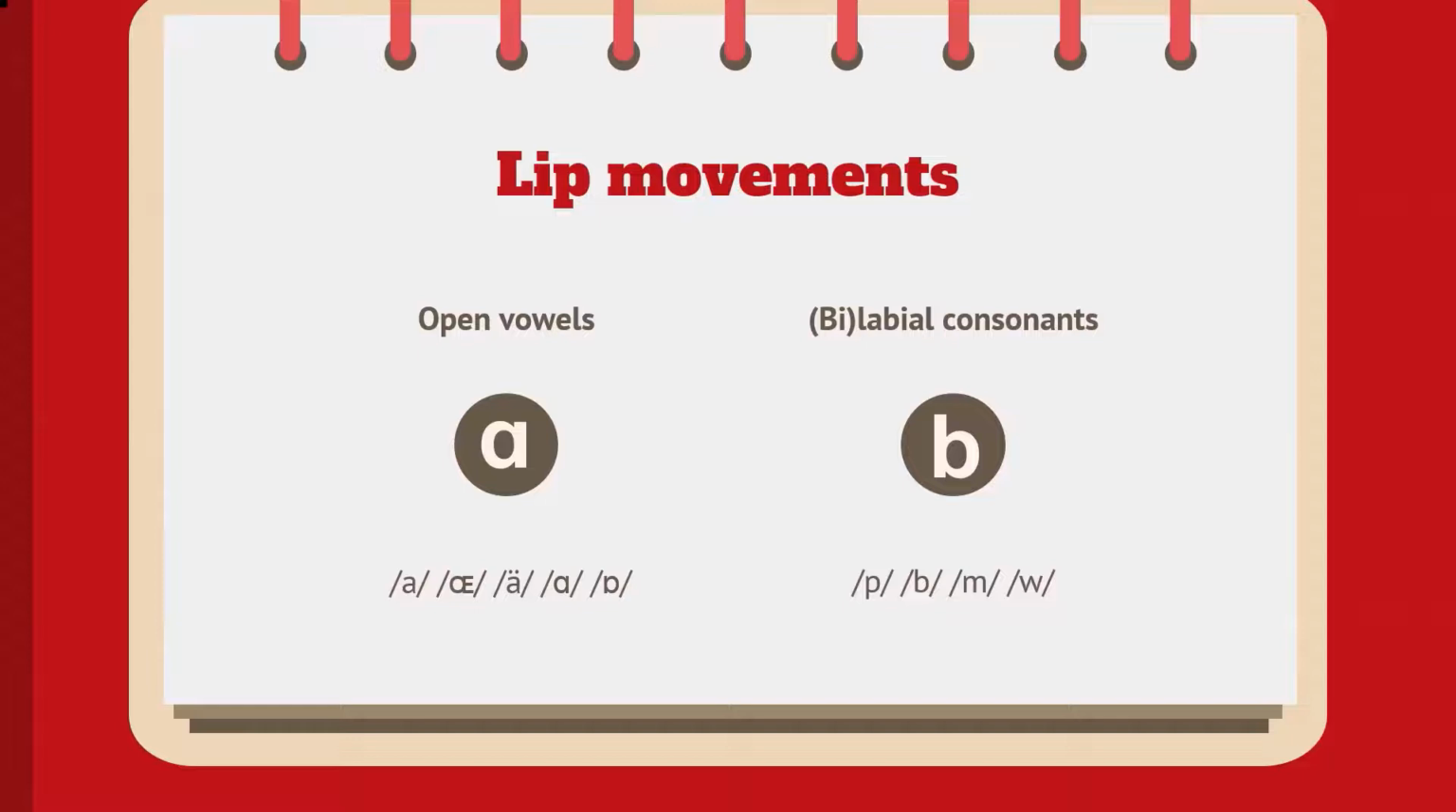And then like on the other side of the spectrum, you have bilabial and labial consonants such as P, B, M, and we are also using W in this experiment, where your lips are very either closed or very close together. Once again, a very distinctive lip movement.